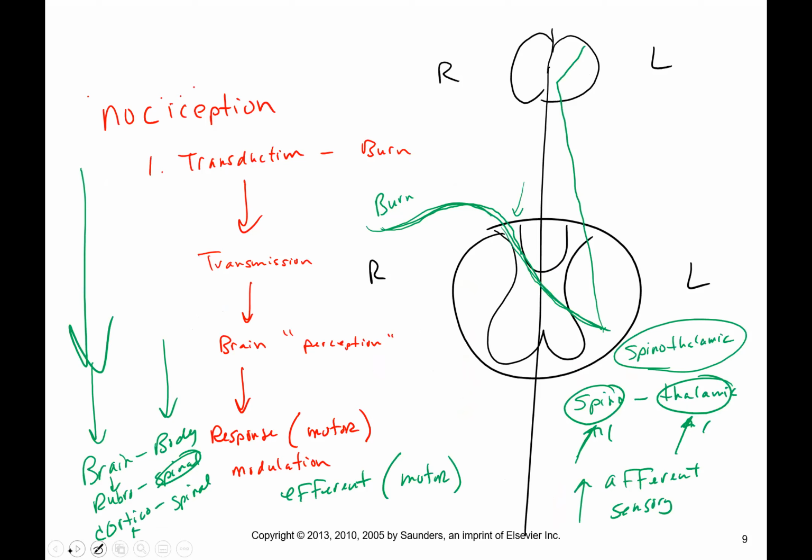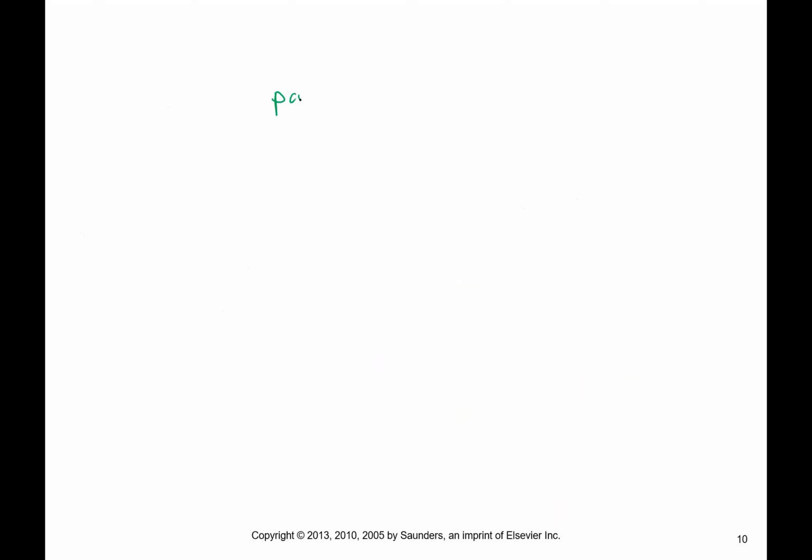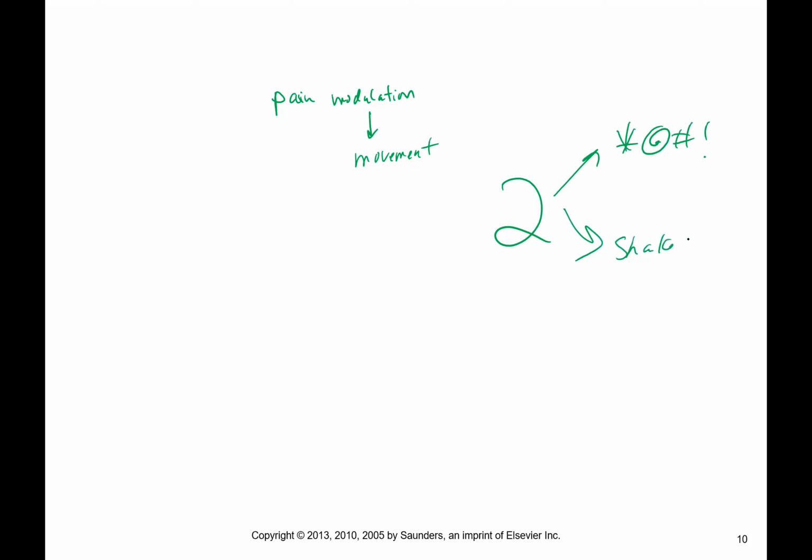Also, with pain modulation, movement is a part of that. Ever notice when you hit your thumb with a hammer, there are two things people do automatically? Number one, profanity. Simultaneously, they shake the hand that they hit, right? I don't know what it is. These two always go together.